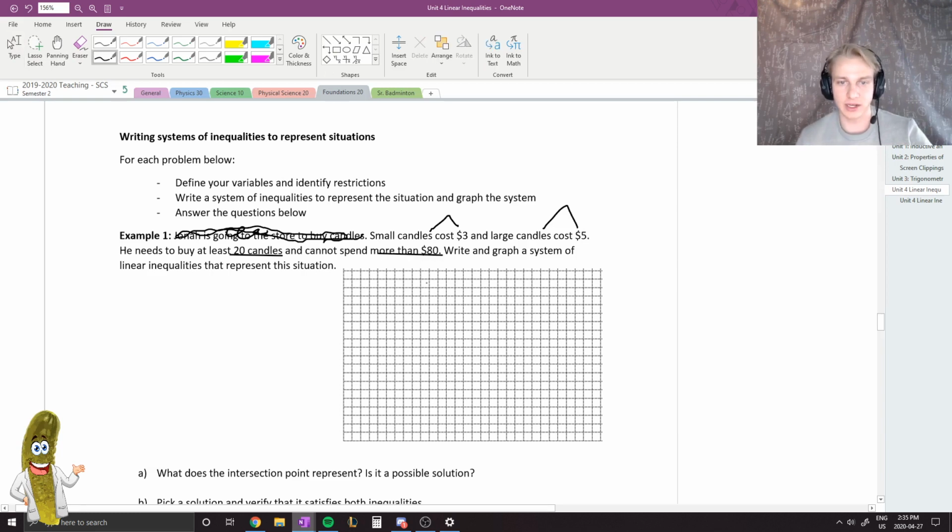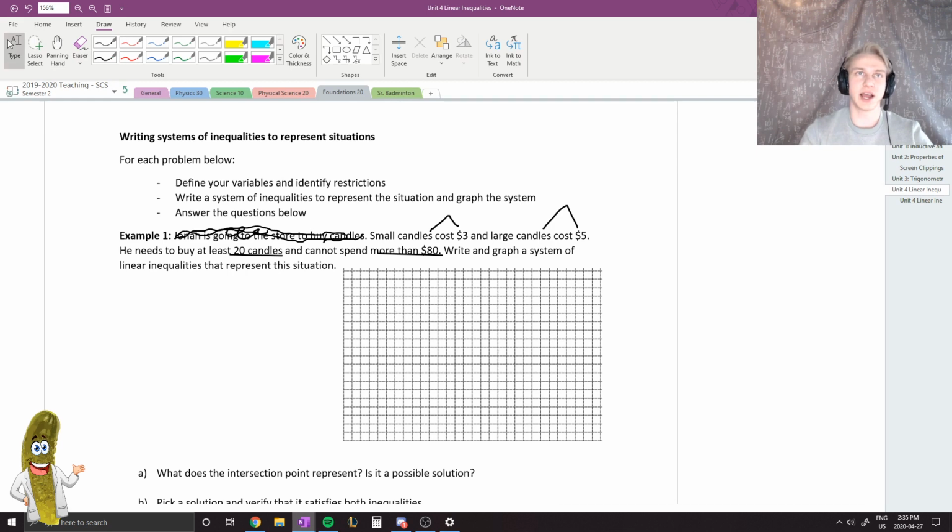And then the last part here is we're given our little instructions, which says write and graph a system of linear inequalities that represent this situation. So all of the question appears in these two sentences here. Small candles cost $3, large candles cost $5. He needs to buy at least 20 candles, can't spend more than $80. There's 4 pieces of information there.